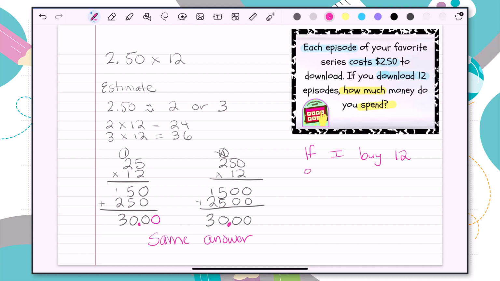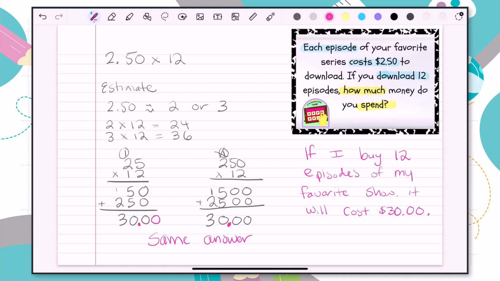So if I buy, or if you buy, 12 episodes of your favorite TV show, it would cost $30, which is a lot of money. I don't think I would spend $30 on 12 episodes of a show unless I couldn't find it anywhere else, and it was absolutely amazing. Hopefully it's just streaming on Netflix. So if I buy 12 episodes of my favorite show, it will cost $30.